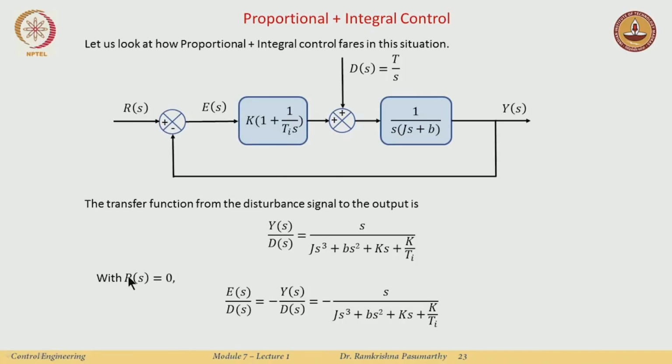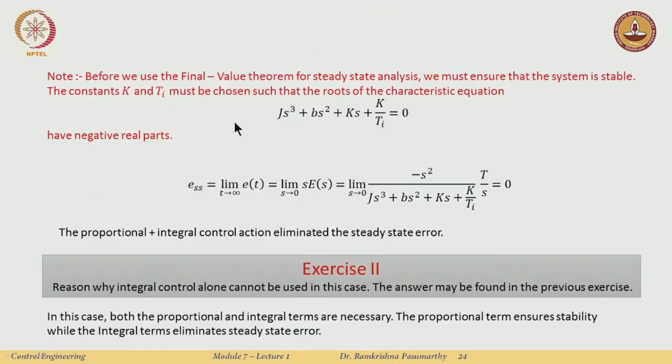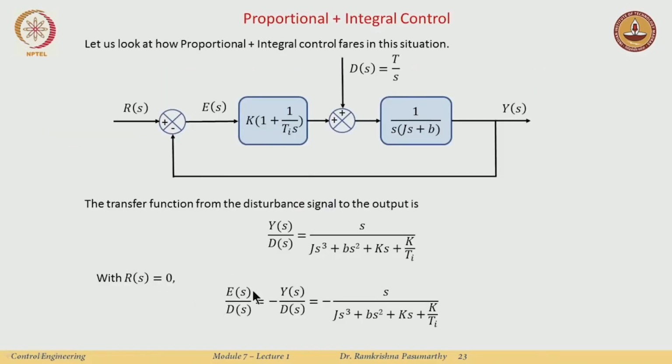With R(s) equal to 0, the effect of the disturbance on the error becomes something like this. Look at this. So, what are the things which I have in my control? From the controller, that is T_I, and I have a k here. Now, I might be tempted directly to use the steady state error formula from the final value theorem to see what is the steady state error to a step disturbance.